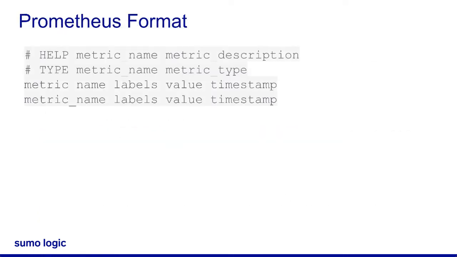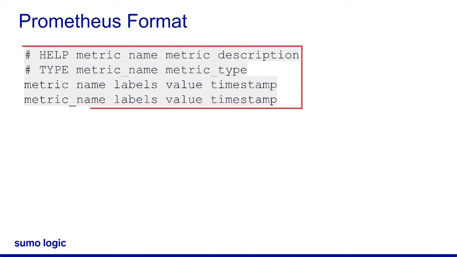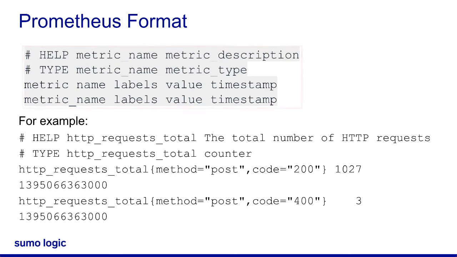In the Prometheus format, a time series is uniquely identified by its metric name and a set of labels, which are key-value pairs. It's formatted as shown on the screen. Here's an example of a Prometheus metric exposition for two time series. The process of making metrics available to Prometheus is called exposition.